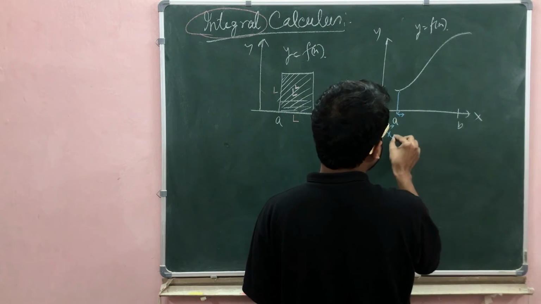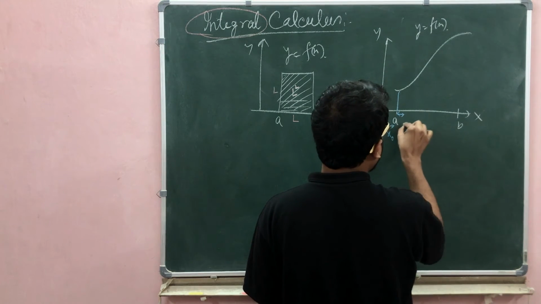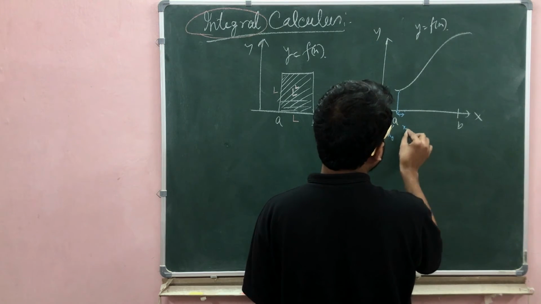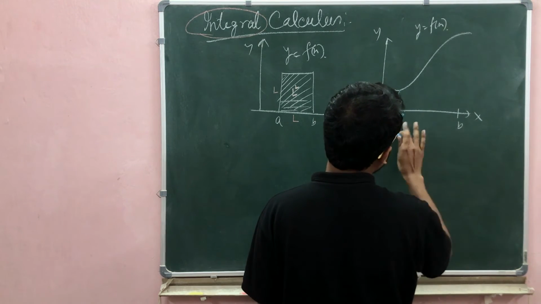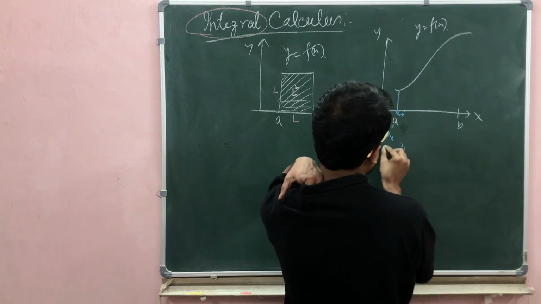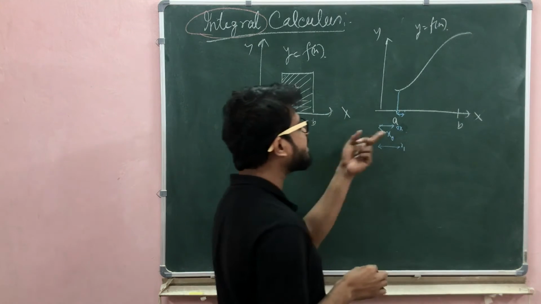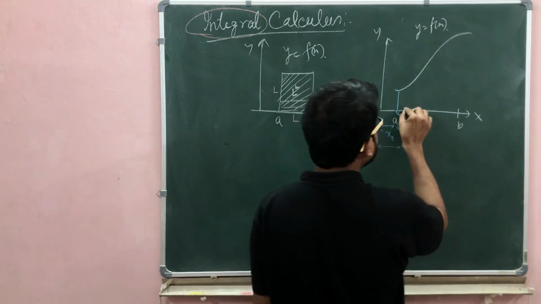Take a very small increment. Here is the x0 point and this is the x1 point. The increment is delta x, and we reach that point.